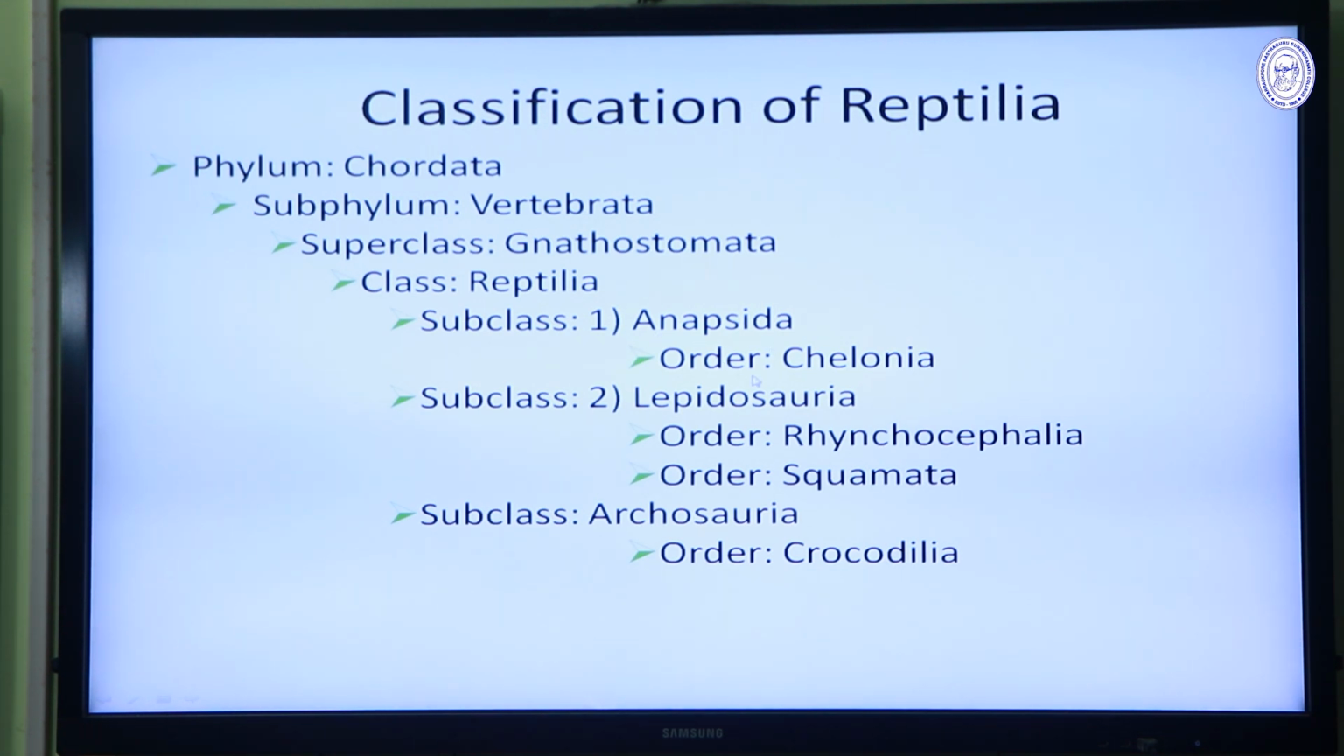Anapsida. This is the most primitive, that is order Chelonia. All the turtles and the tortoises are included in order Chelonia. The second subclass is Lepidosauria, under that order Rhynchocephalia and order Squamata, or the snakes and the lizards, are included. Then subclass Archosauria contains all kinds of crocodiles under order Crocodilia.